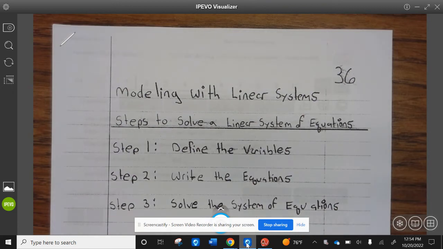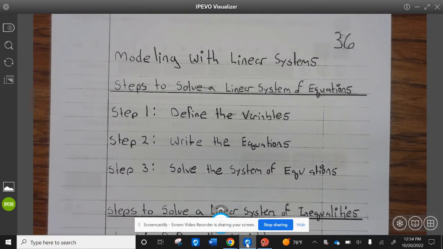Podcast. Today we're at journal page 36, modeling with linear systems. Steps to solve linear systems of equations. Step 1, define the variables. Step 2, write the equations. Step 3, solve the systems of equations.